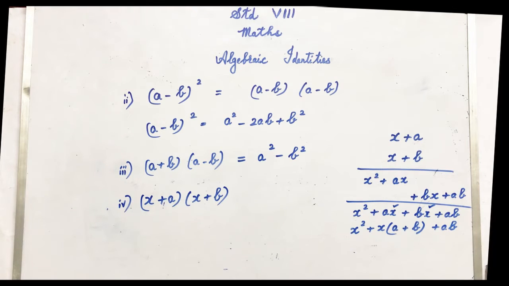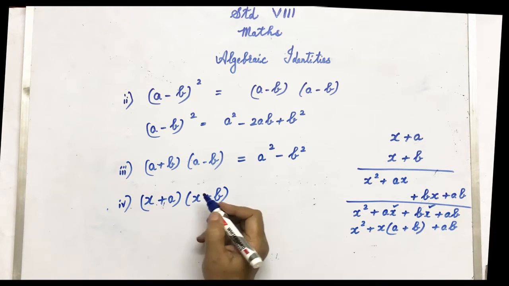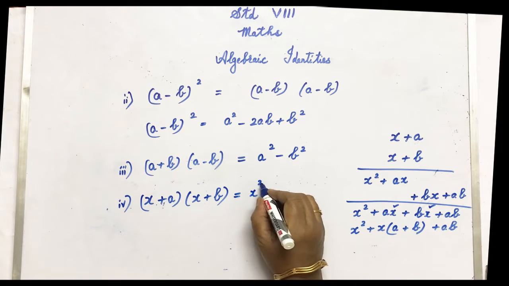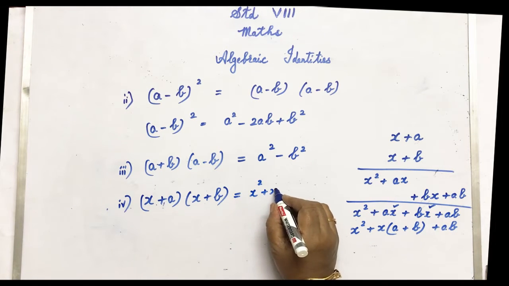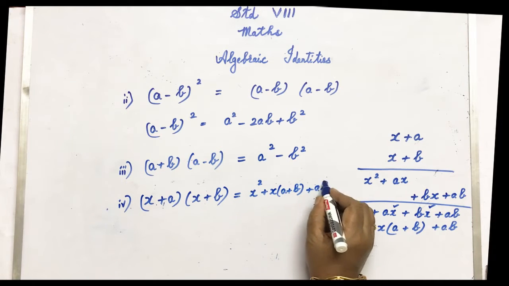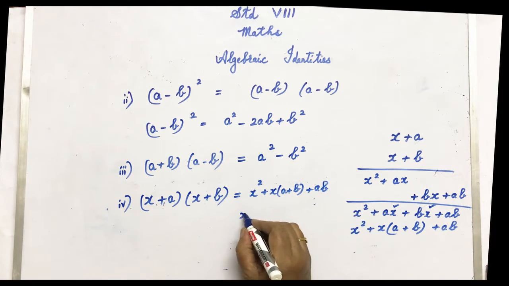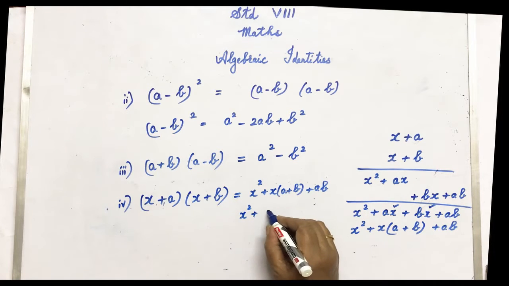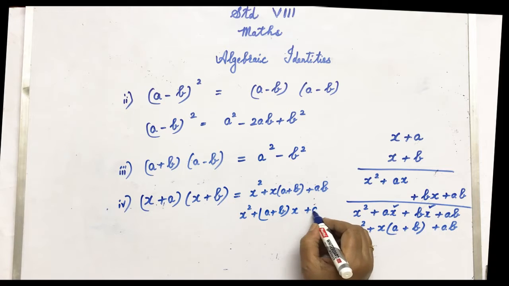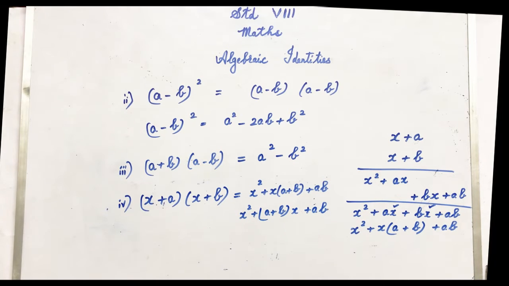So this is the fourth identity. So (x plus a) into (x plus b) is equal to x squared plus x into (a plus b) plus ab. This also can be written as x squared plus (a plus b) into x plus ab. So these are the basic identities. Now we shall do the sums based on these identities.